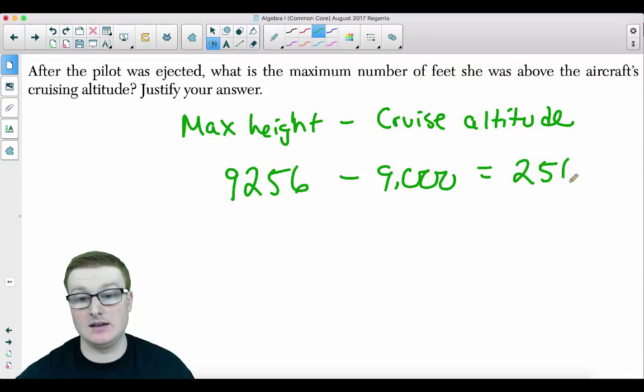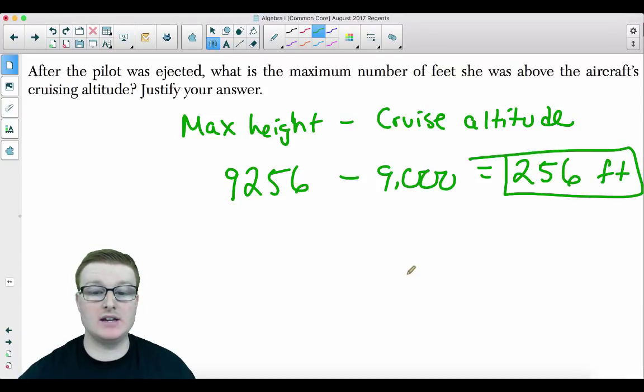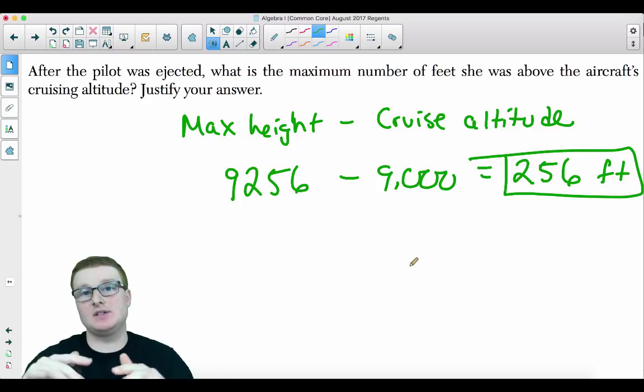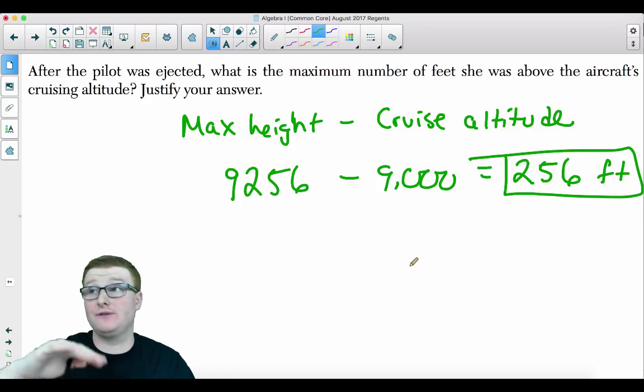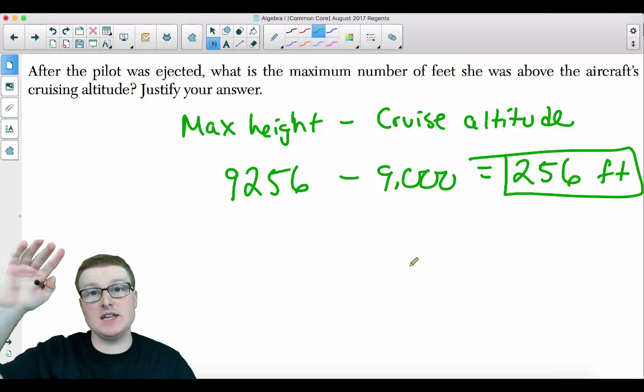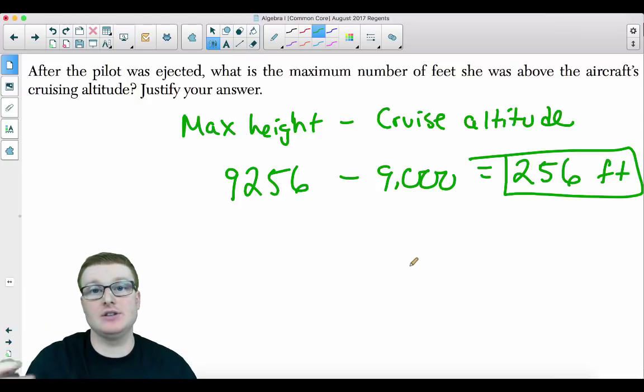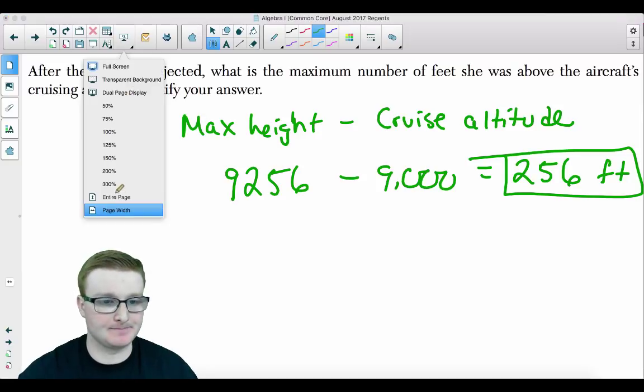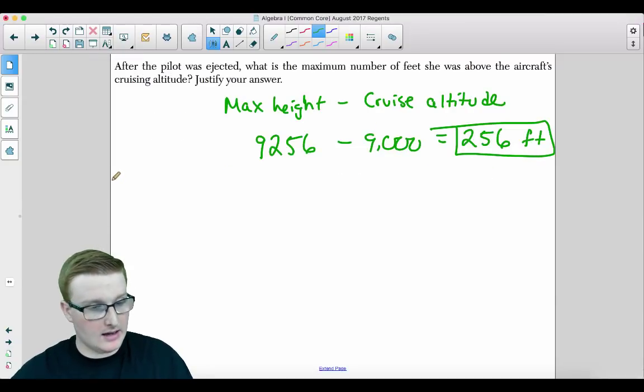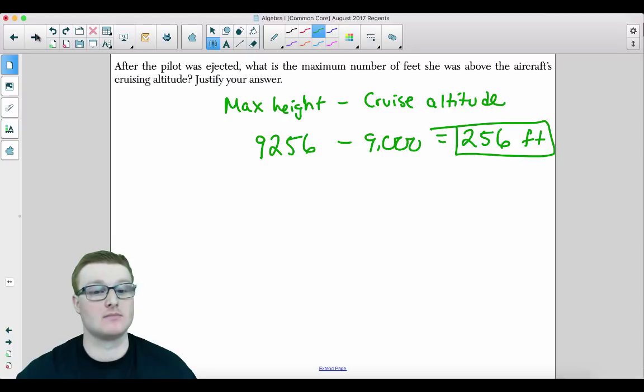That's a high number of feet. So when she was ejected at 9,000 feet, she flew up 256 feet, and then she was falling down to the ground, had a parachute, and landed safely. So that's what happened. Okay? And that's how you do that question.